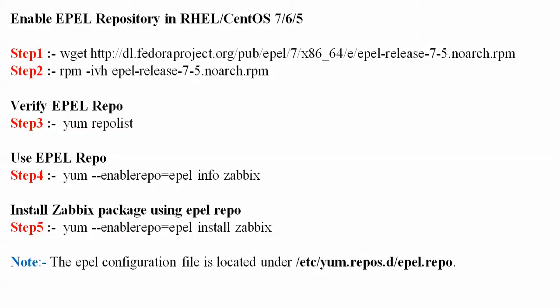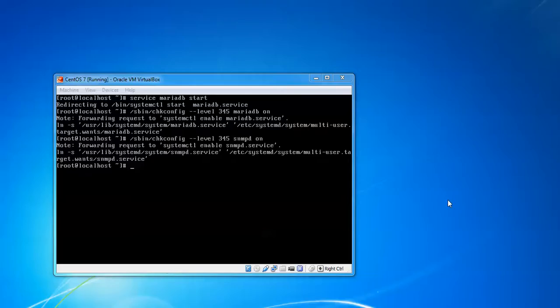Then we'll move to the EPEL configuration file, which is located under /etc/yum.repos.d/epel.repo. So now let us begin.